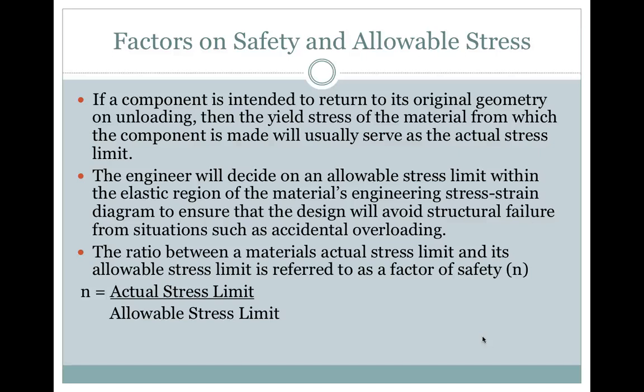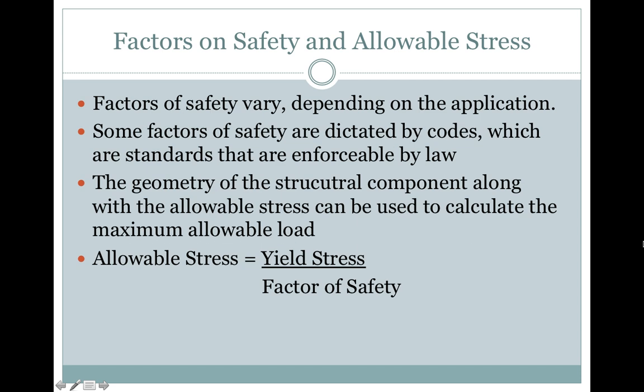The ratio between a material's actual stress limit and its allowable stress limit is referred to as its factor of safety, or N. So then you can see N equals the actual stress limit divided by the allowable stress limit. Factors of safety vary depending on the application. Some factors of safety are dictated by codes, which are standards that are enforceable by law. The geometry of the structural component along with the allowable stress can be used to calculate the maximum allowable load. Allowable stress equals the yield stress divided by the factor of safety.